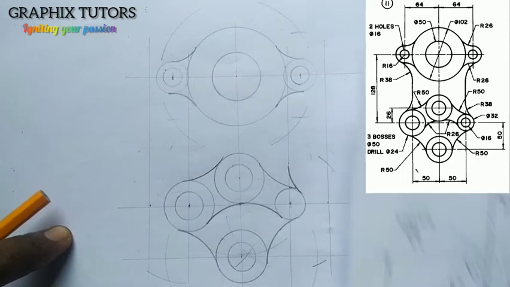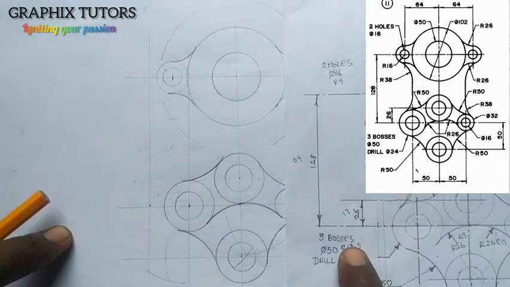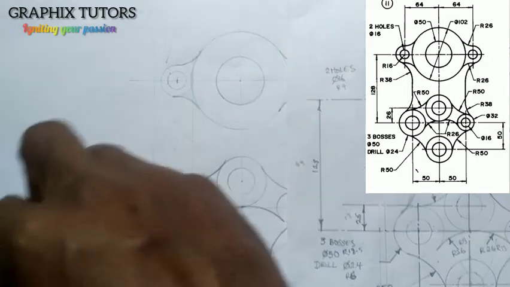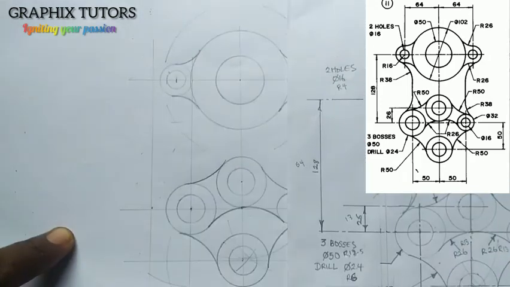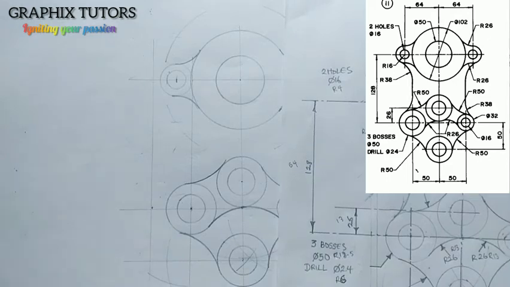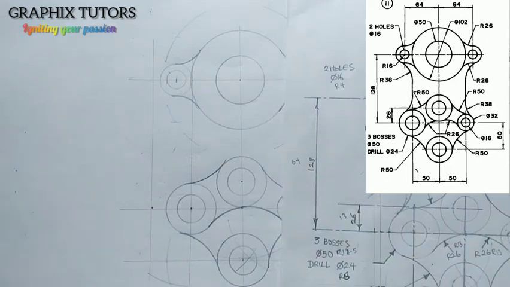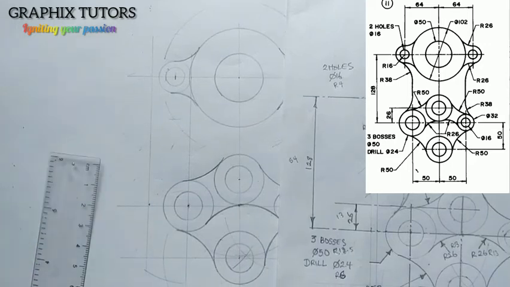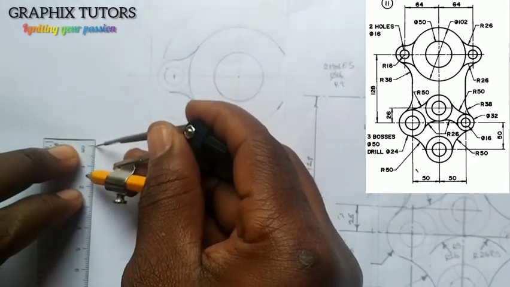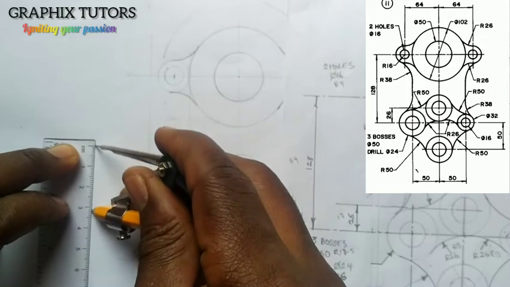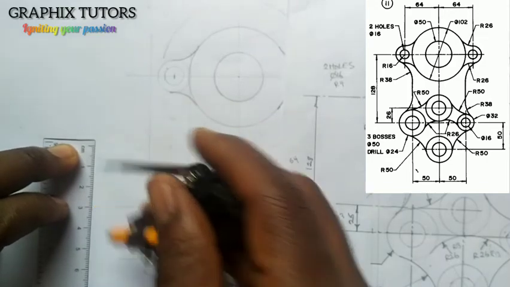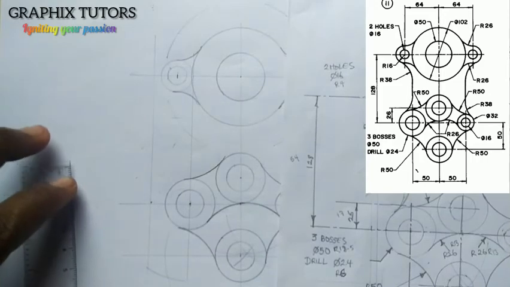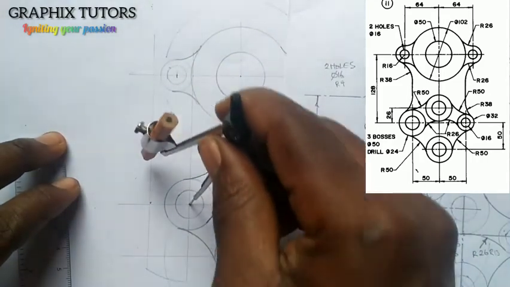So it will be 12.5 plus 19, because this is 12.5, right? Plus 19 gives us 31.5. So I'm going to measure 31.5 on my meter rule. This is from here to here, 31.5, somewhere around here, right? And I'm going to come at this point here, I'll strike an arc.